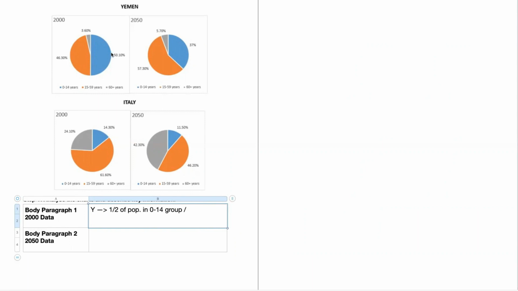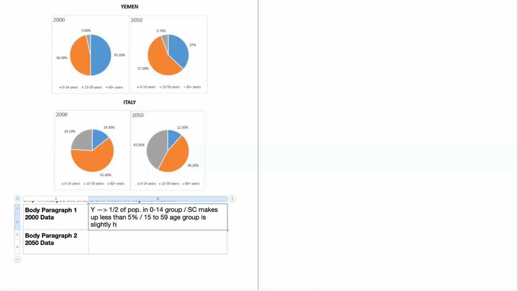Then I see that senior citizens actually made up less than 5% of this group. It's 3.60. And we don't have to be so specific when talking about numbers here. We could definitely say less than 5% because 5% is a good benchmark. So I'm going to say senior citizens, SC, makes up less than 5%. And then we see the 15 to 59 age group is slightly less than half of the population, because we see it as 46.30. Now, right away, I'm going to go into Italy.